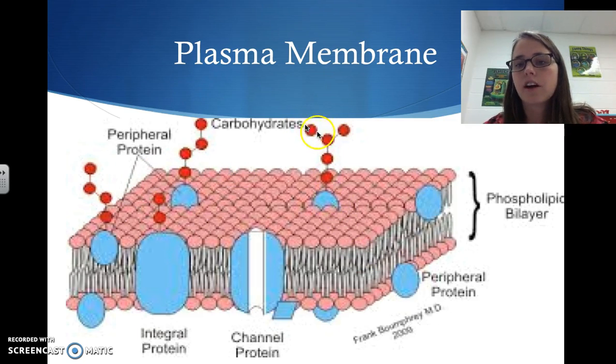Also on the outside are the carbohydrates that are used to send signals to other cells, and these proteins which go all the way through the cell membrane or the plasma membrane. Some proteins are called channel proteins. These channel proteins have small holes in which different molecules that are nice and small can fit through and flow in or out of the cell freely.